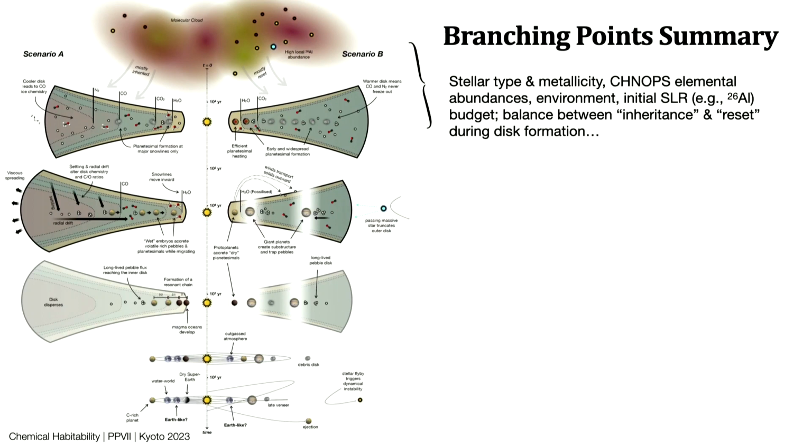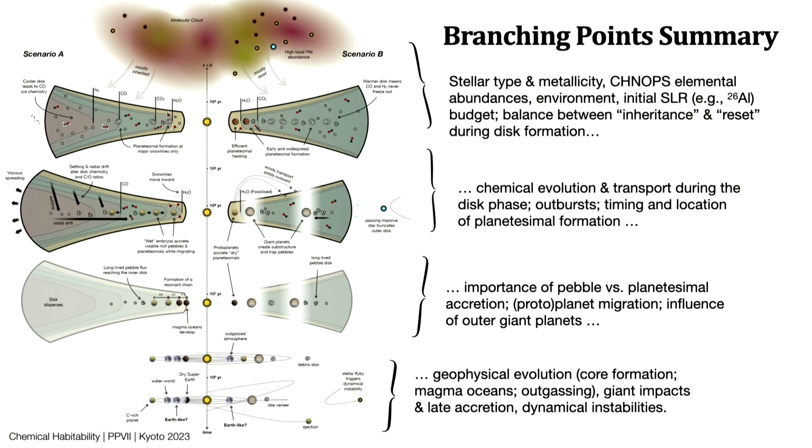So we identify all these potential branching points that control the total amount of CHNOPS in small rocky worlds. Environment is very important. It enters in a couple of these points. I didn't really have time to discuss it here. Geophysical evolution, as Tim and Mickey described yesterday, also very important. We have to do this all together.